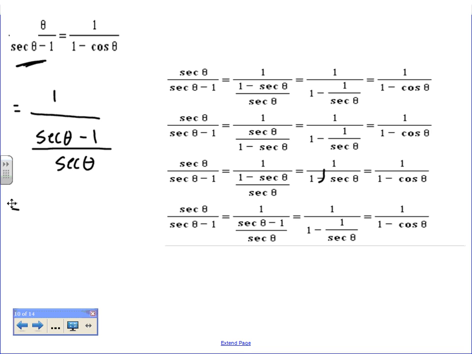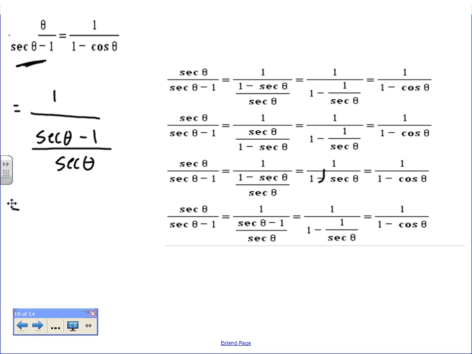Now, the next step here, again, is going to be something that's not that obvious that you're going to have to pick up on. We can't cancel out those secant thetas. That would be nice, but we should know better. We can't do that because the operation is not multiplication.